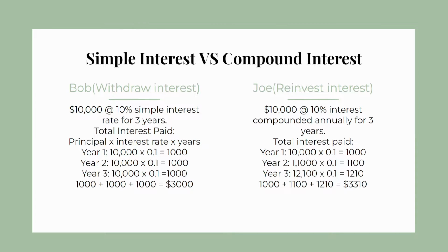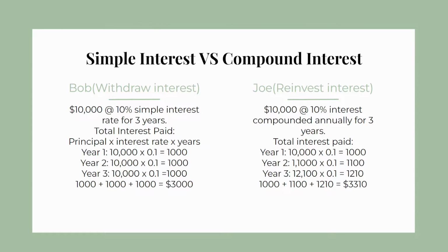In the first year, Bob makes $1,000 in interest, which is calculated by taking our principal, $10,000, multiplied by the interest rate turned into a decimal, which is 0.1. So that's how we get 1,000. And by the end of year 3, Bob's total interest paid, 1,000 plus 1,000 plus 1,000, is $3,000.